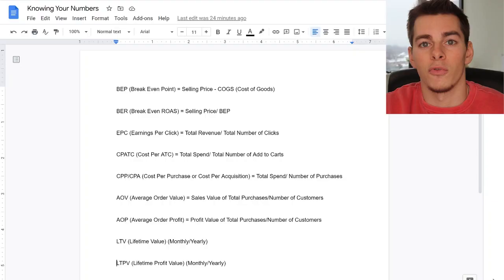So if you know your earnings per click, then you don't have to wait until you get purchases or add to carts to be able to make pretty good educated decisions for the numbers that you'll be getting back from your marketing effort.